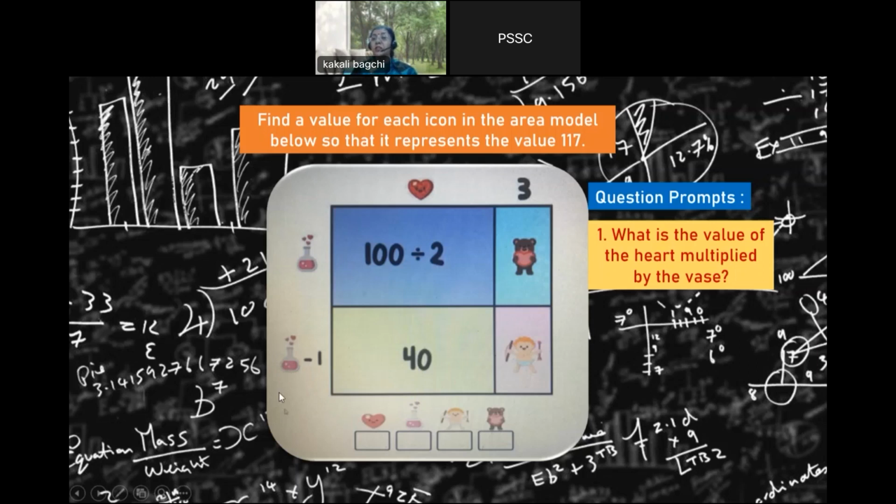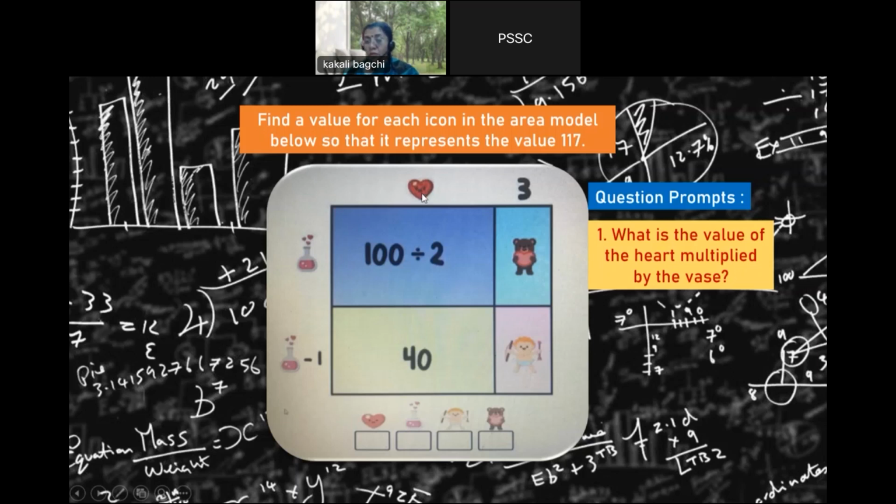If the flower vase is 5, 5 minus 1 is 4. Can 4 divide 40? Yes. That means the flower vase can be 5. If the flower vase is 5, then 5 minus 1 is 4. 4 is dividing 40. 40 by 4 is 10. That means the heart will be 10.